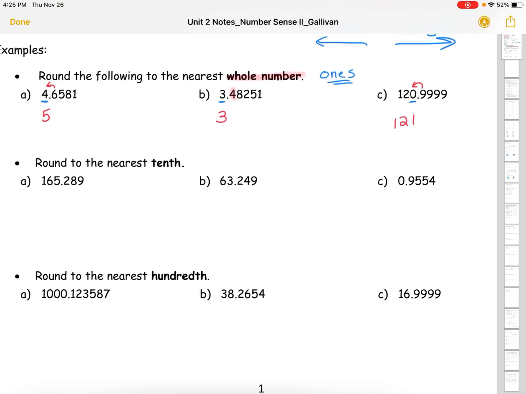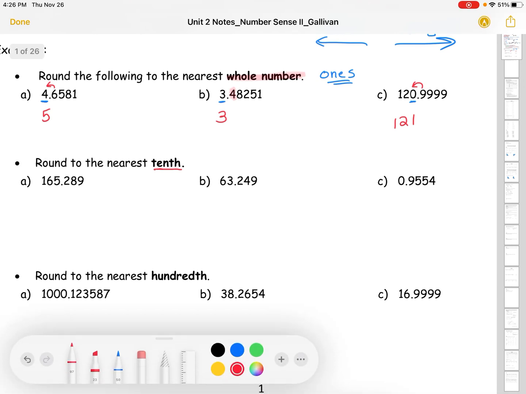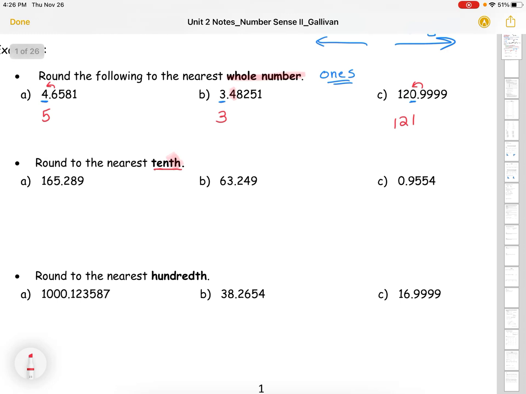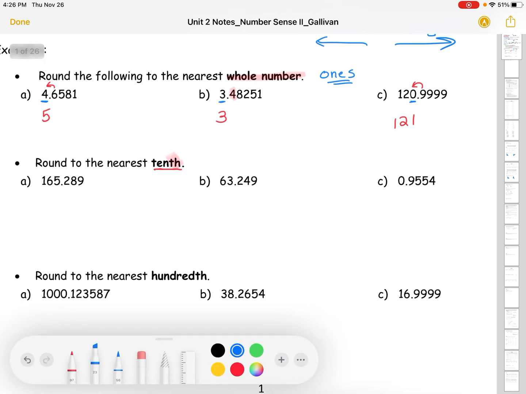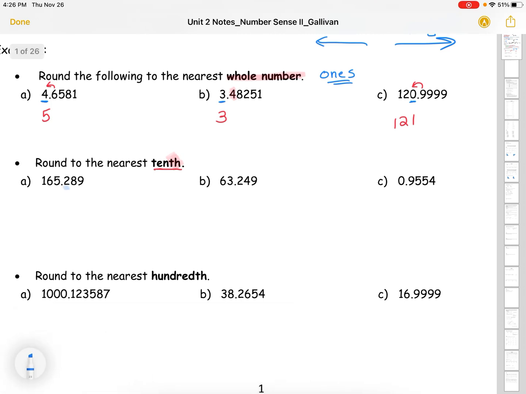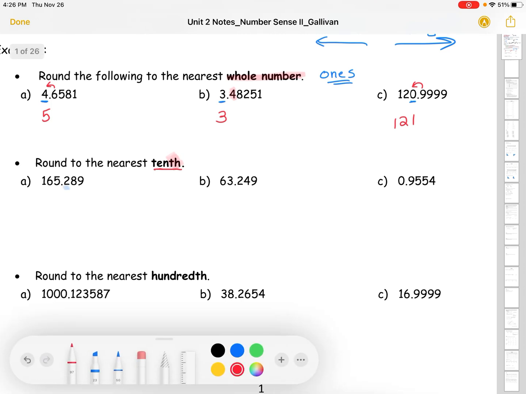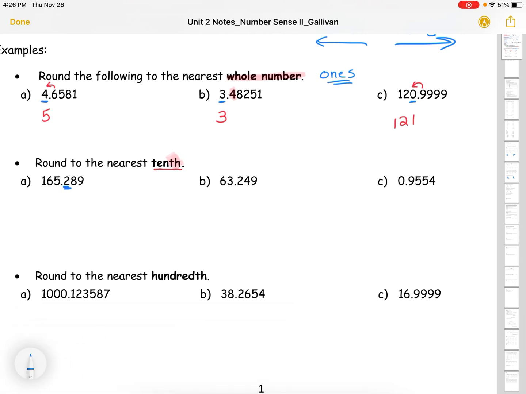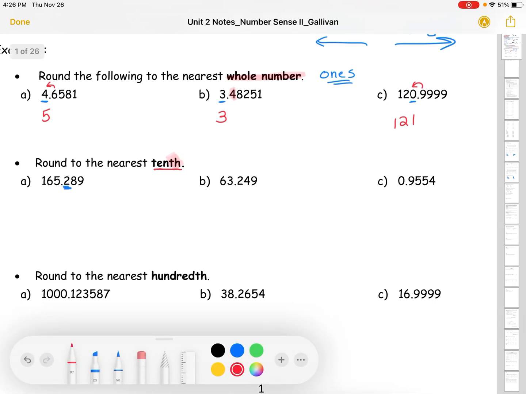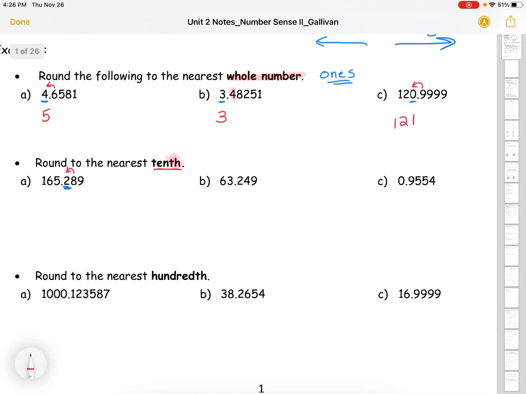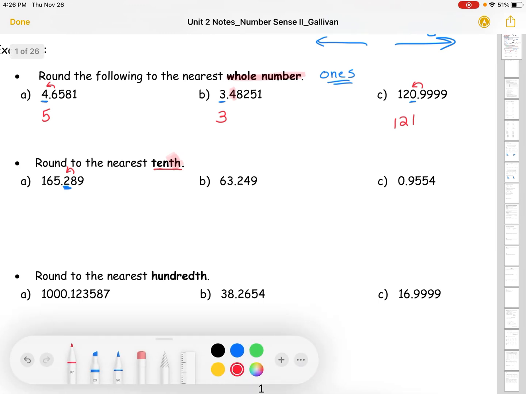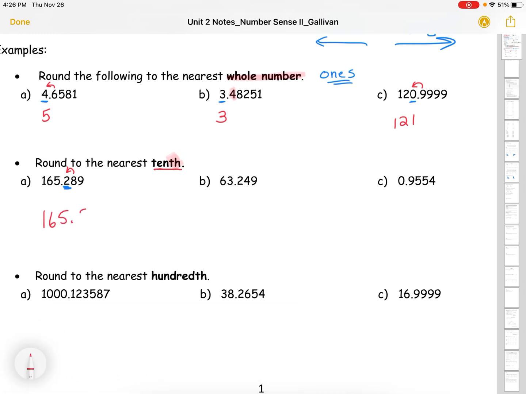Next one, round to the nearest tenth. Now notice, it says tenth. If it's got the TH, it means it's one of those decimal places. So let's underline our tenths. Our tenths are right here. We're going to look at the number to the right, which in this case is 8, and it's 5 or greater, so we round it up. So this number would be 165.3.